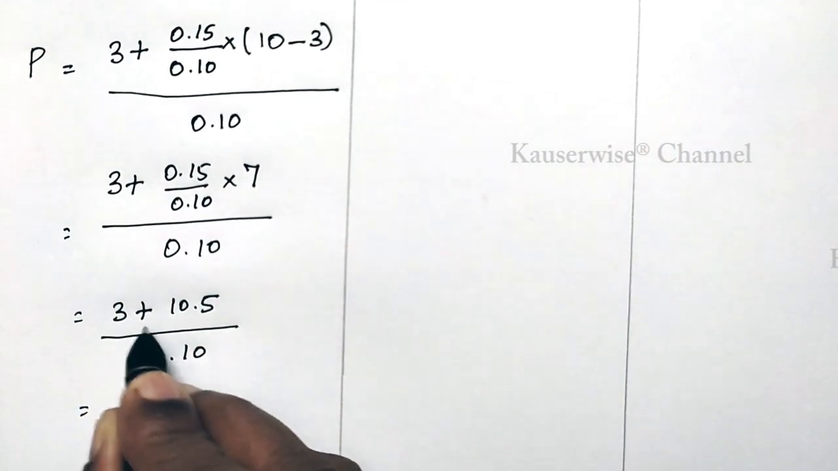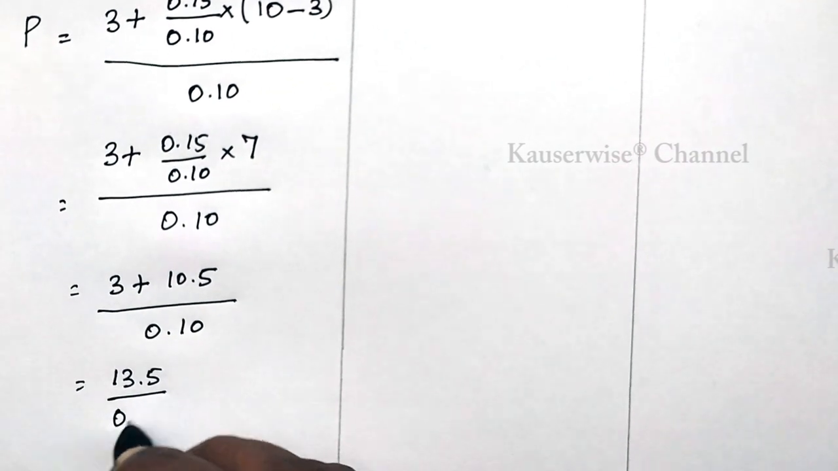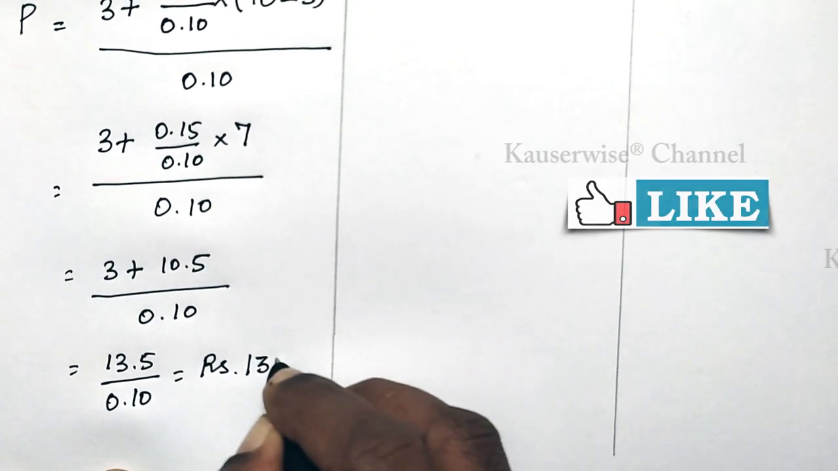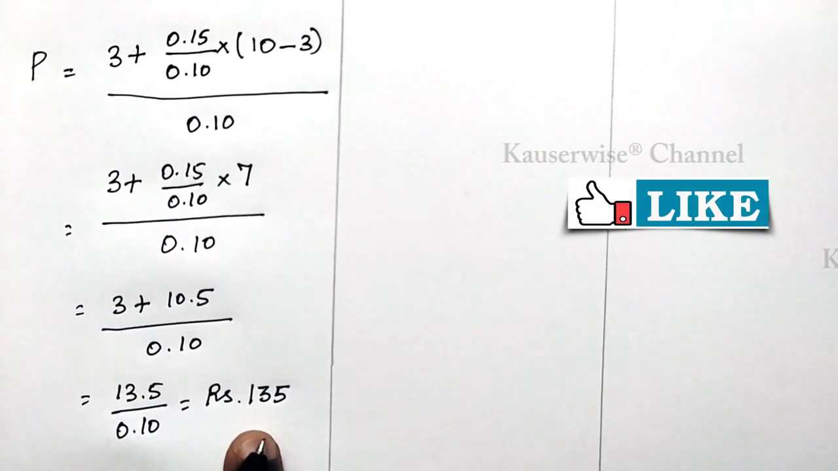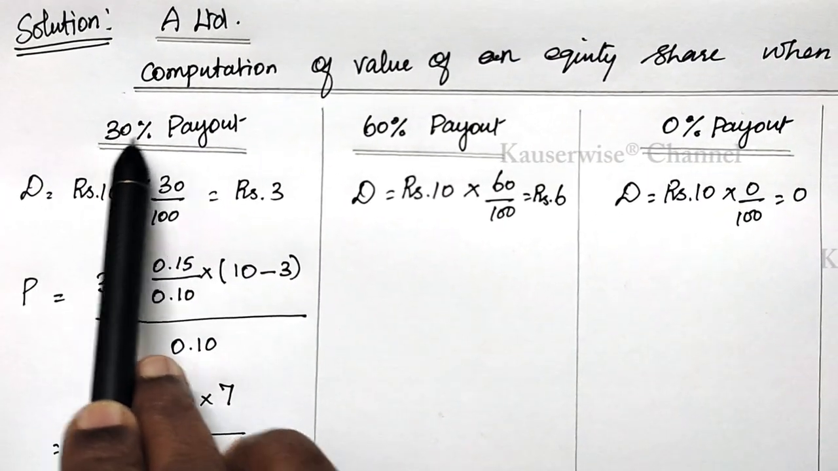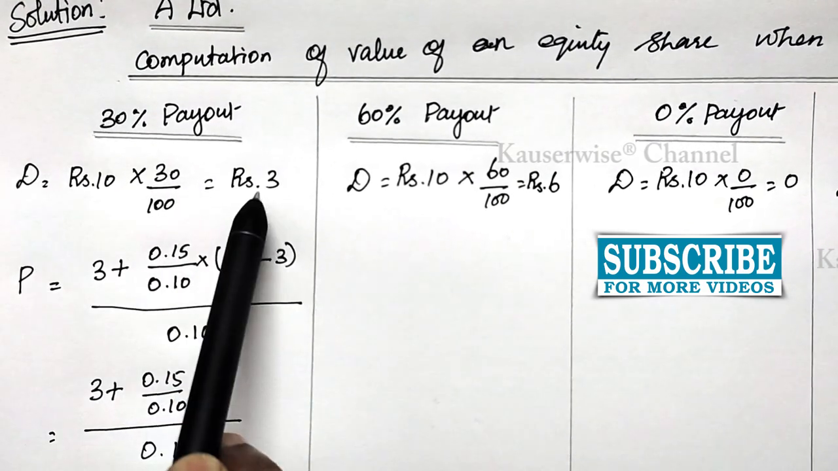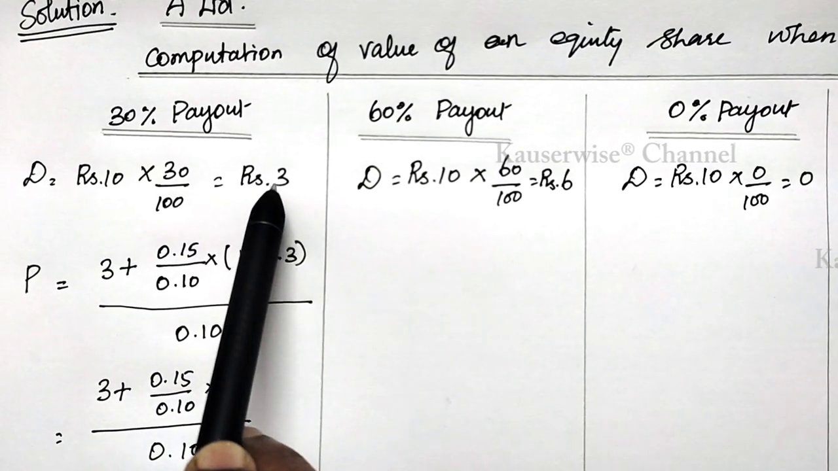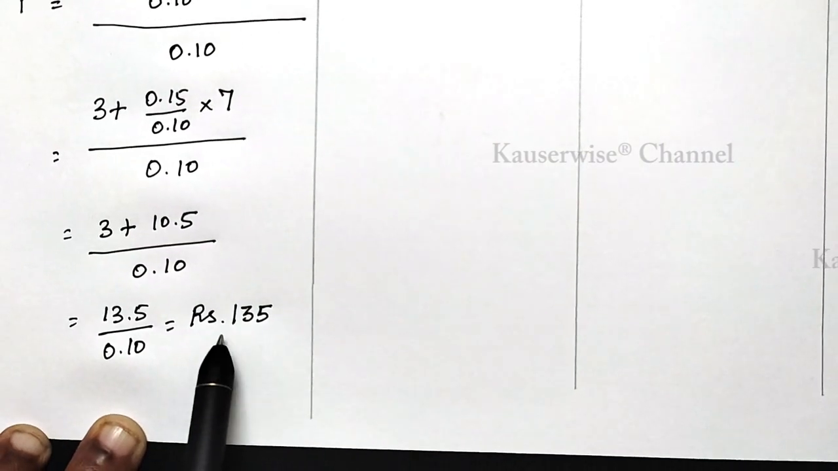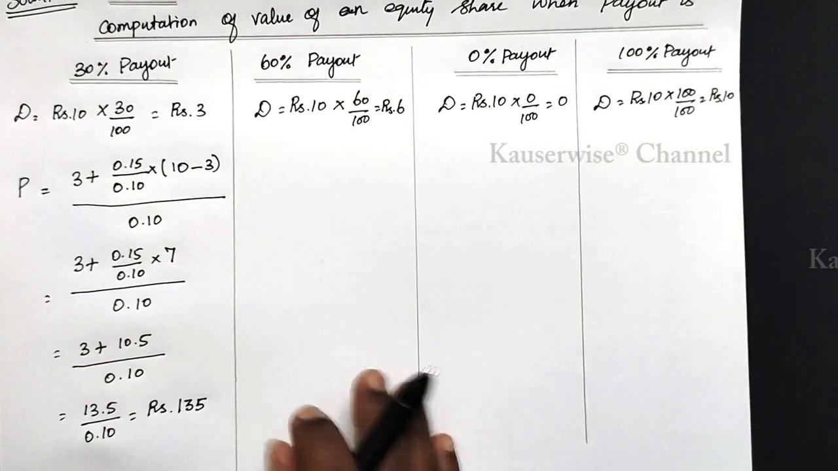Then 3 plus 10.5, 13.5 divided by 0.10. You will get rupees 135. So this is the market value per share according to the first option, where D is 30% of payout. Earnings per share is 10 rupees, and on that 30% is 3 rupees. If D is 3 rupees, the market value per share will be rupees 135. In the same way, we need to find out market value per share according to the four different alternatives.